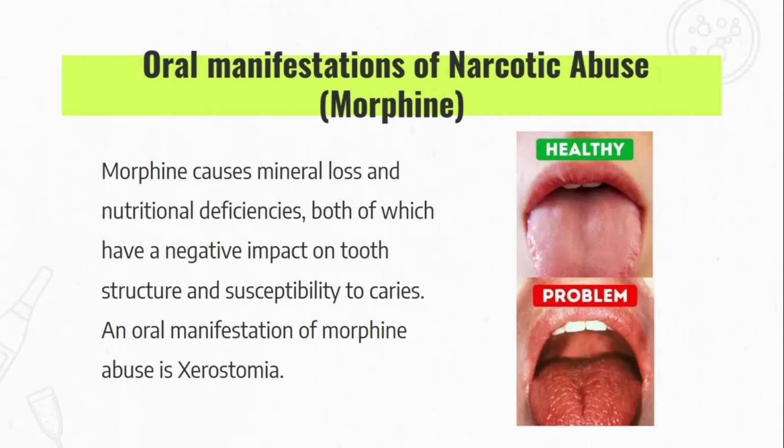Now, if we look to the right, we can see two images. We see the healthy tongue versus someone who has xerostomia. We know because the tongue appears shriveled and dried up.